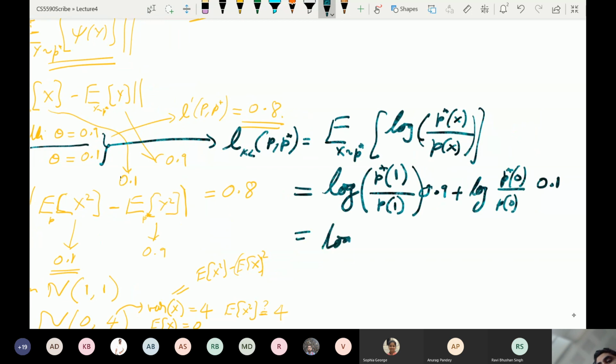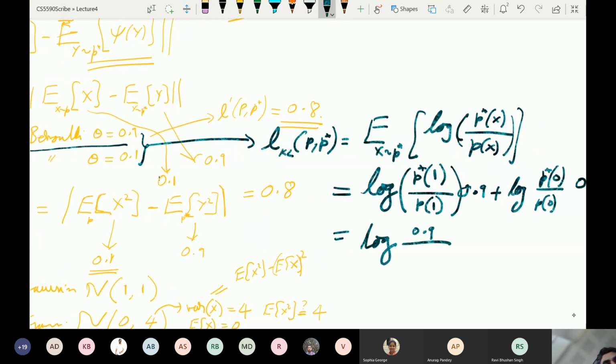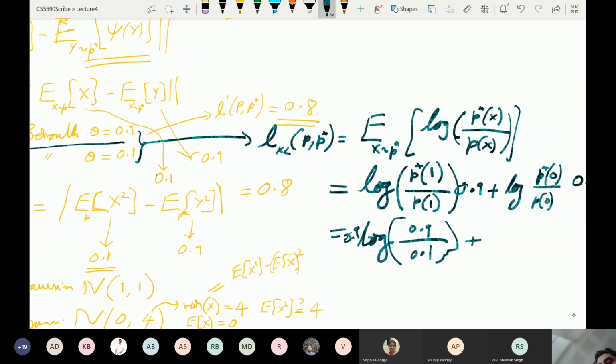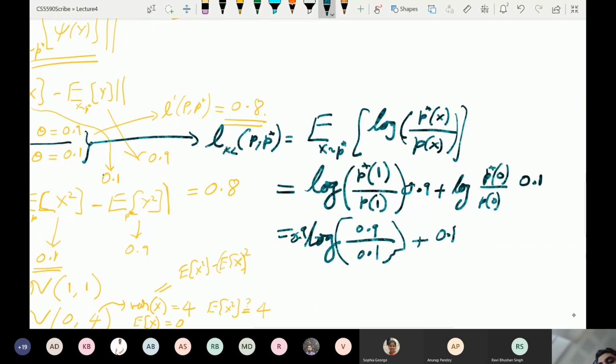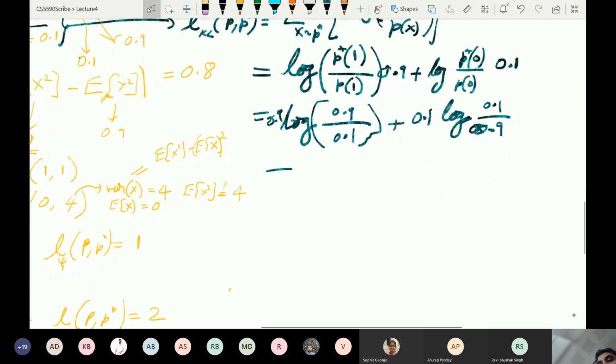So let us simplify this further. This is log of, what is P star of 1 again? It is 0.9 by, what is P of 1? P of 1 is 0.1, right, times 0.9 plus 0.1 times log of P star of 0, how much is that? 0.1 by 0.9, right? So what does it simplify to? Some 0.8 times log 9, right?